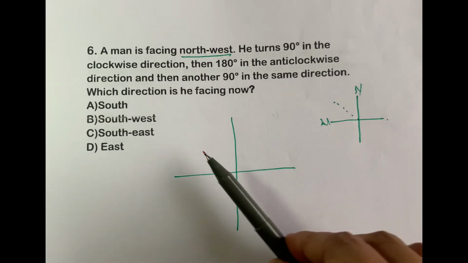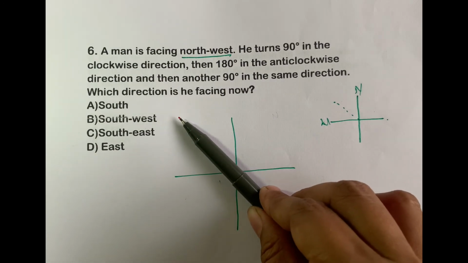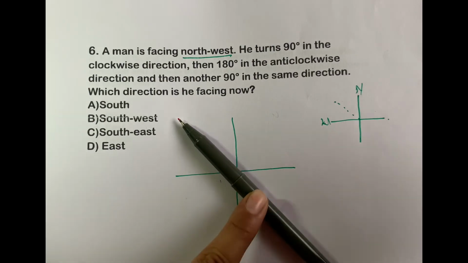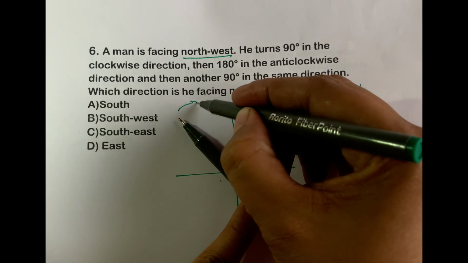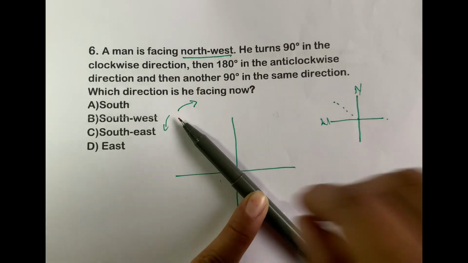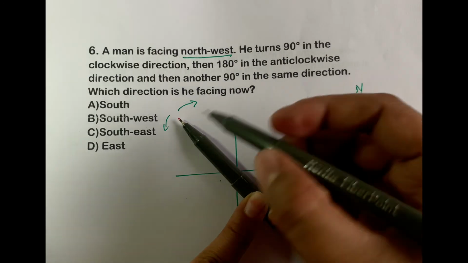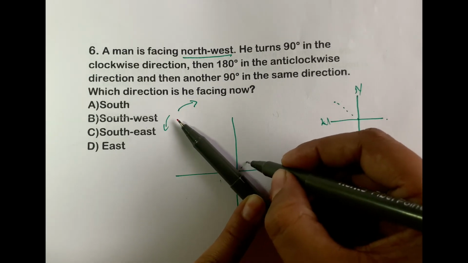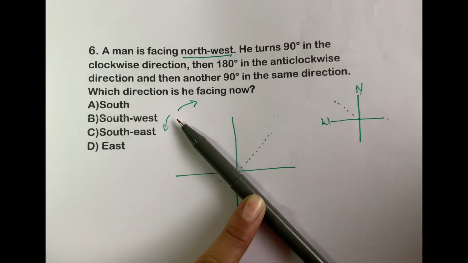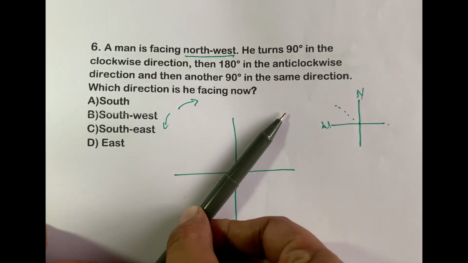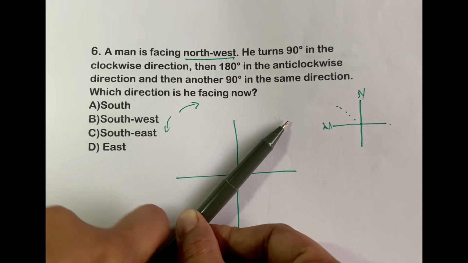Now, a man is facing northwest. This is northwest. He turns 90 degrees in the clockwise direction. Which is the clockwise direction? This is the clockwise. This is the anti-clockwise. So 90 degrees exactly from this position is this. This is the 90 degrees. So clockwise, the man has turned 90 degrees.